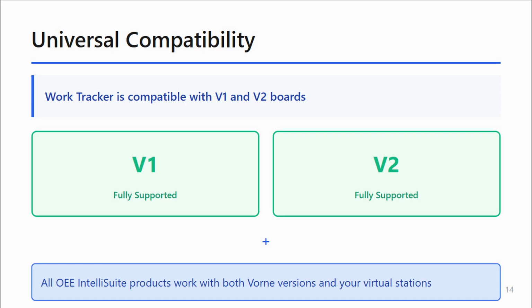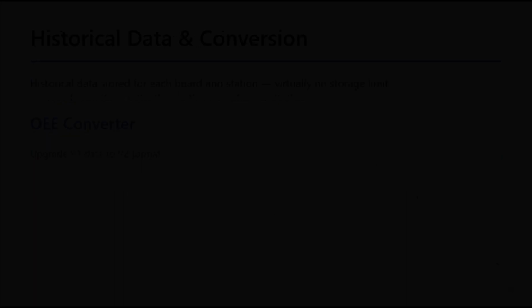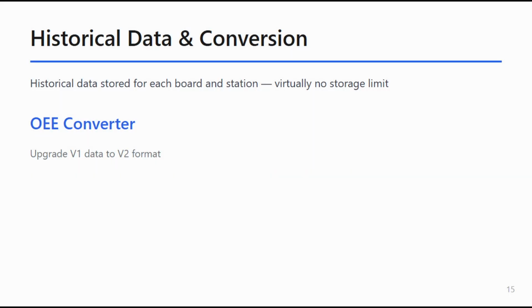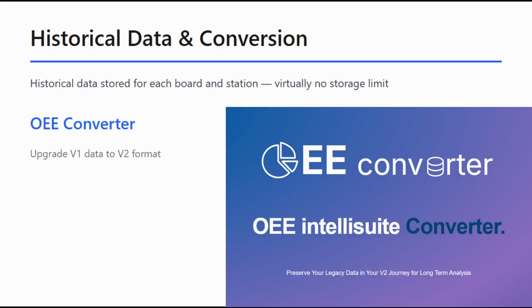And finally, compatibility. Work Tracker is compatible with V1 and V2 boards. All of OEE Intellisuite's products are fully compatible with both versions of Voron and any data collected from your virtual stations. Historical data is stored for each board and station, allowing you to compare and track long-term improvements and production. If you need to convert any older V1 data into the new V2 format, check out our Data Converter, a streamlined tool for upgrading your data to the new schema.